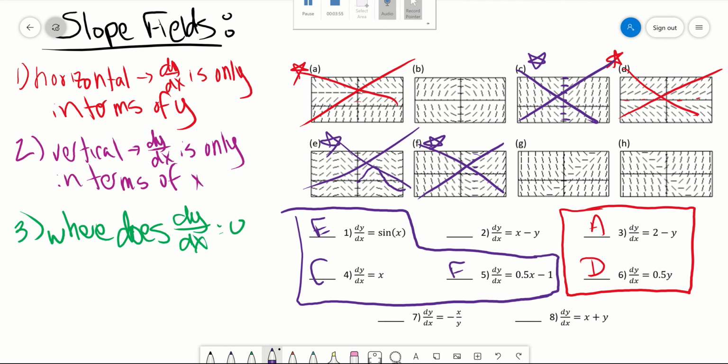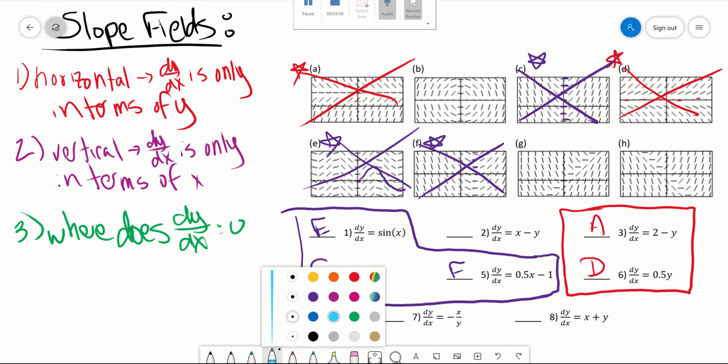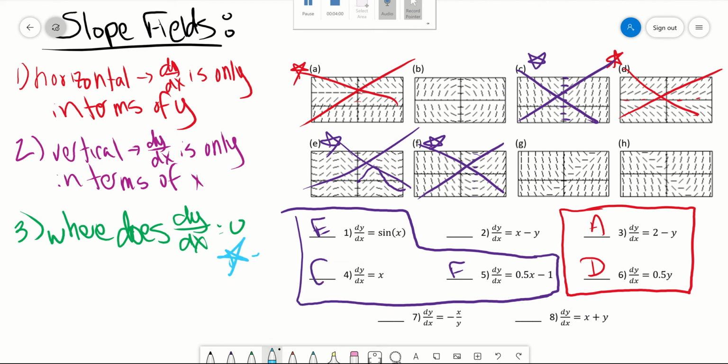For ones like that, what you're really thinking through is just this one right here. Where does dy dx equal 0? Like this one, number 2. For that to equal 0, x and y would have to be equal to each other. Like if x is 2 and y is 2, 2 minus 2 would give you 0. So if we think about drawing the line y equals x in here, that doesn't give me slopes of 0, so that's not going to be it. If I did that here, that gives me slopes of 0, so G is this one.